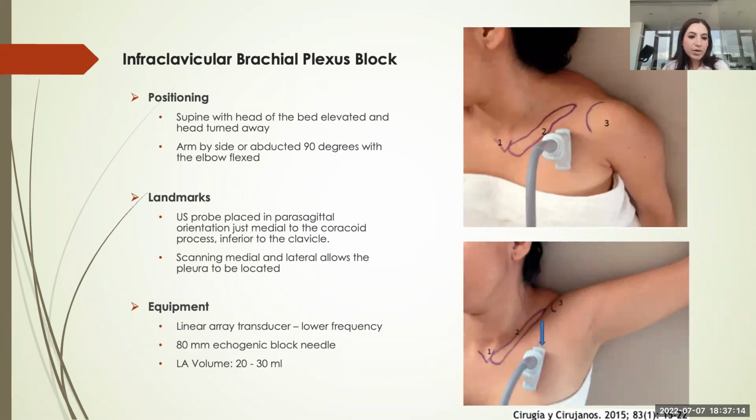Generally, because it's a deeper structure, we do use a lower frequency linear array probe and an 80 millimeter echogenic block needle as opposed to a 50 millimeter. And the typical volumes are about 20 to 30 milliliters of local anesthetic.